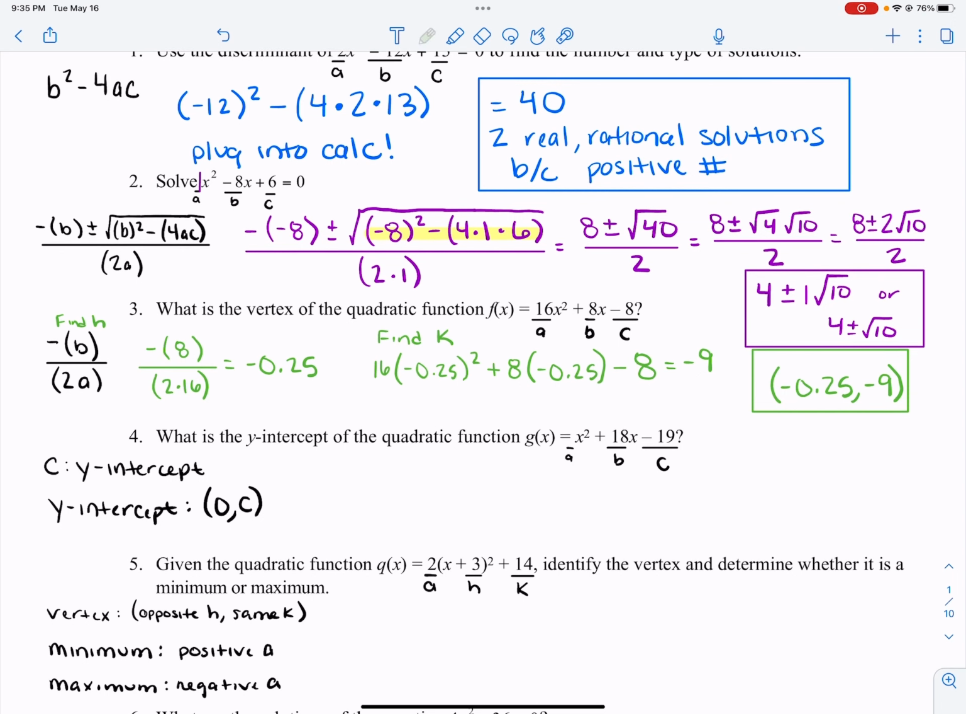Okay, number 4. Number 4 says, what is the y-intercept of the quadratic function x squared plus 18x minus 19? Okay, so what I wrote down here, your c is always going to be your y-intercept, and your y-intercept is always represented by an ordered pair of 0, comma, and then whatever that c value is. So in our case, our c is this negative 19, it's that number on the end, and then I write it as an ordered pair for a y-intercept. So it's always a 0 and then whatever that number is. So negative 19. Final answer. So that one's an easy one.